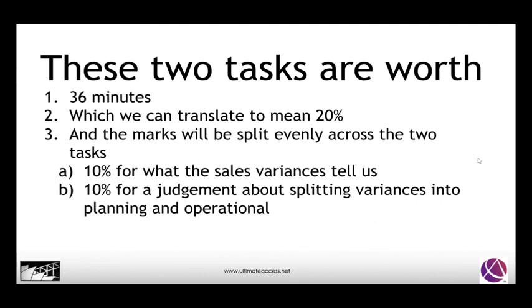Okay, so we would translate these tasks into a particular exam question, and 36 minutes means about 20%. So we would be expecting 10% of our exam marks for what the sales variances tell us, 10% for a judgment of splitting them.